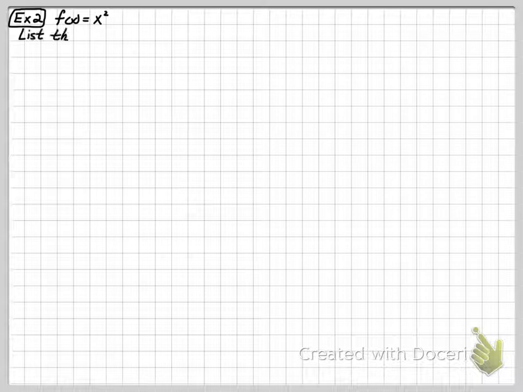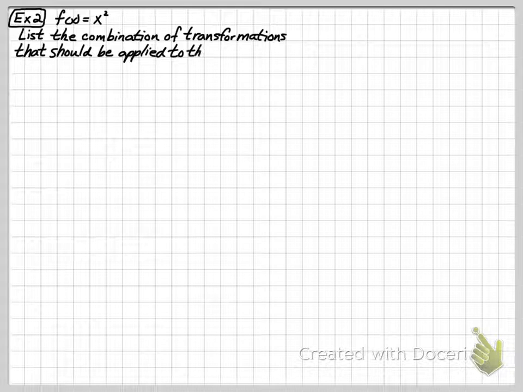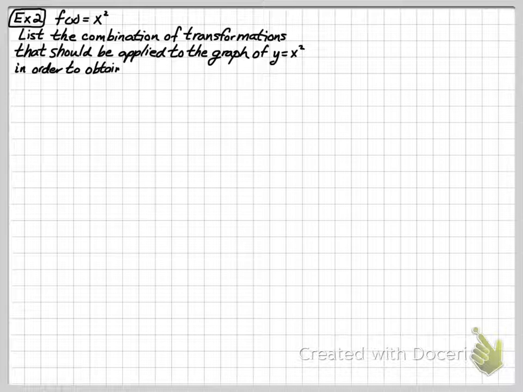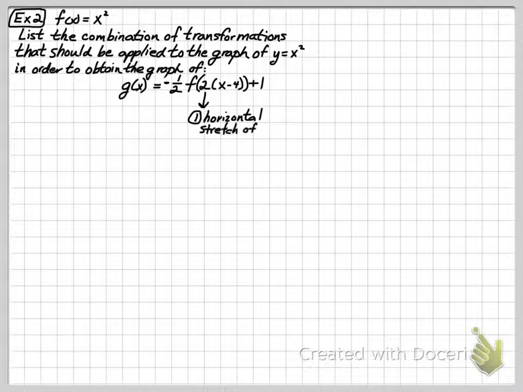Moving on to example 2, starting with, we're given the graph of f of x equals x squared. We're going to list the combination of transformations that are going to be applied in the correct order, so that we're going to take the graph of y equals x squared and obtain the graph of g of x, which is -1/2 times f of 2 times x minus 4 plus 1. Well, let's do our horizontal stretch first. That would be a horizontal stretch of 1/2.